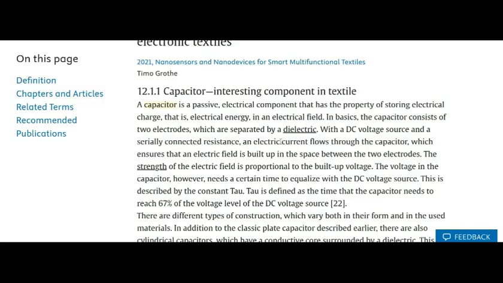Okay, very last thing, bonus material. I realized I never said anything about Tau, and I'm entitling this the Tau of Capacitors. When I was reviewing the start of this, looking for interesting snippets off of Science Direct: the voltage in the capacitor, however, needs a certain time to equalize with the DC voltage source. This is described by the constant Tau. Tau is defined as the time that the capacitor needs to reach 67%, which is an interesting value, of the voltage level of the DC voltage source. So that'll be part 3. We'll actually get around to talking about tau and the charge and discharge curves of a capacitor, because there's a lot of interesting stuff there too.